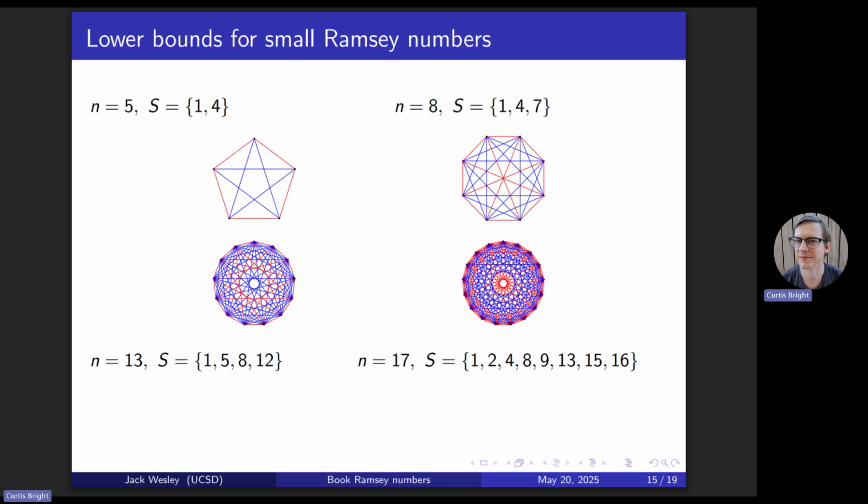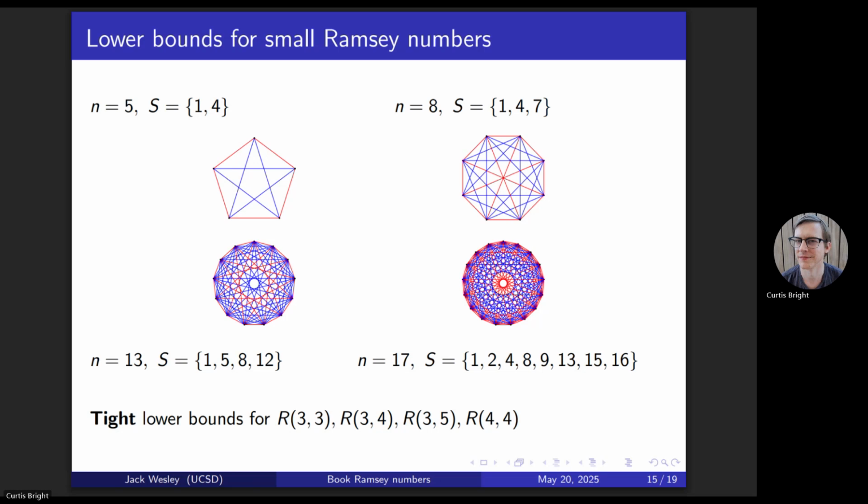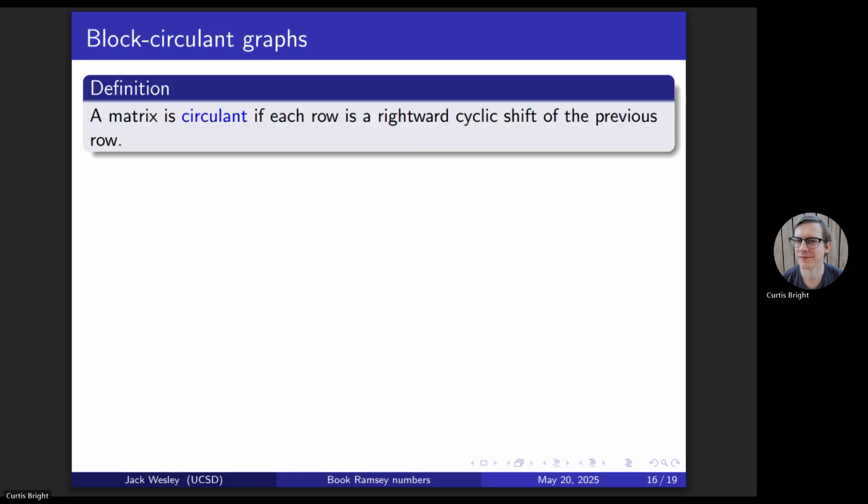And the point here is that circulant graphs actually give us a lot of the bounds for the classical Ramsey numbers, as well as some nice little drawings. So these 4 graphs are on 5, 8, 13, and 17 vertices. And these give us tight lower bounds for some of these small classical Ramsey numbers. But unfortunately, this is where it stops. You can't keep going with this forever. They're not tight anymore. But we can look at generalizations of these circulant graphs in hopes of finding some nicer things.